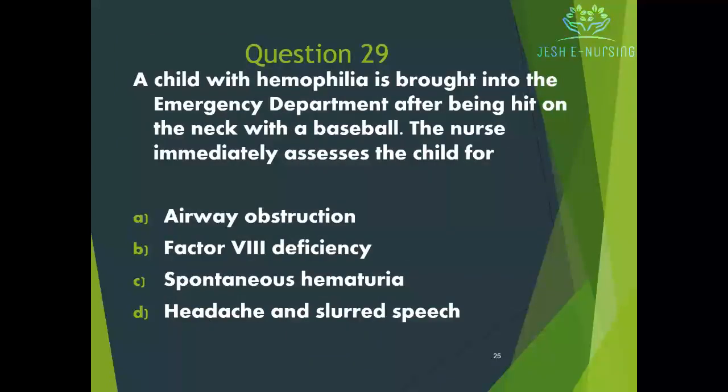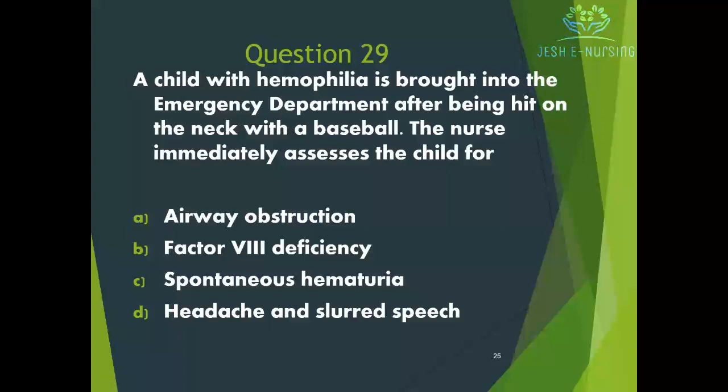Question number 29. A child with hemophilia is brought into the emergency department after being hit on the neck with a baseball. The nurse immediately assesses the child for airway obstruction, factor 8 deficiency, spontaneous hematuria, headache and slurred speech. Here what is the answer? It's a confusing question. We all know hemophilia is factor 8 deficiency disease. Immediately we will select factor 8 deficiency, but this is the wrong answer.